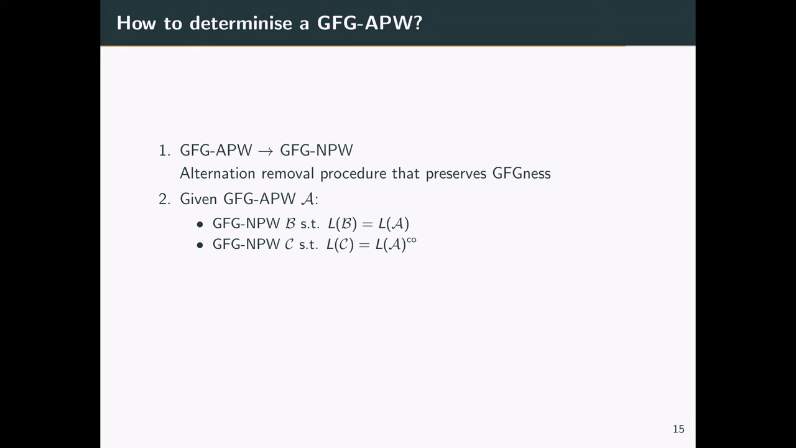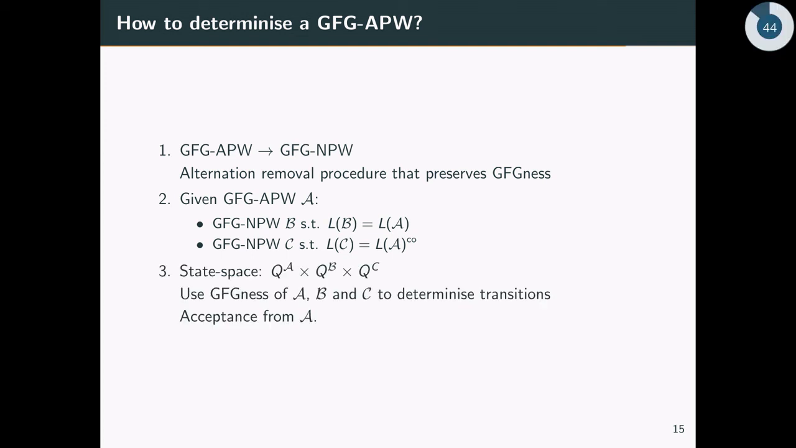And then we can remove the alternations from that complement automaton to obtain a non-deterministic parity automaton C that recognizes the complement language. And these two automata B and C will be good for games. Then to build our deterministic automaton, we take as state space the product of these three automata A, B and C. And then we use the good for gameness of these three automata to determinize the transitions of this product.